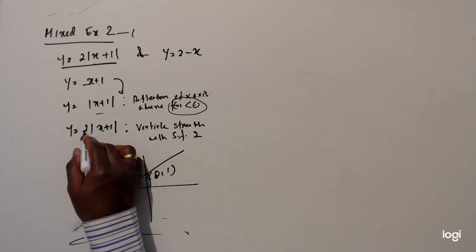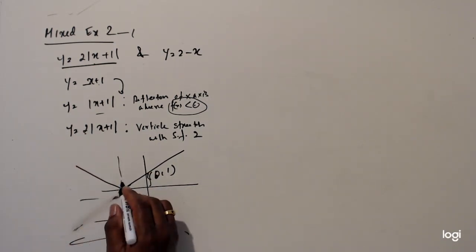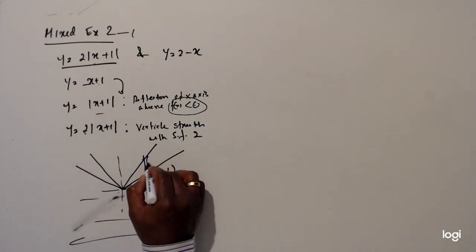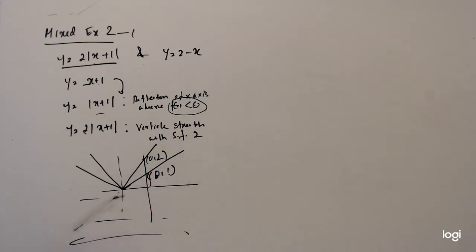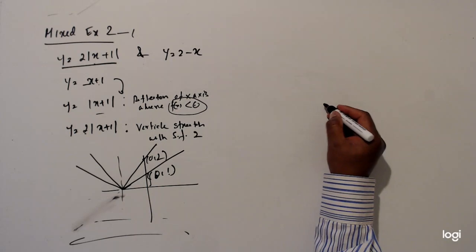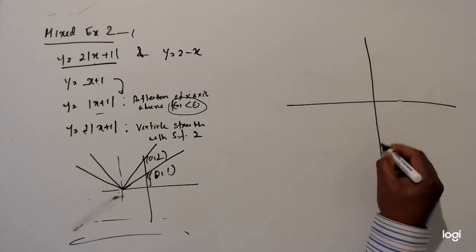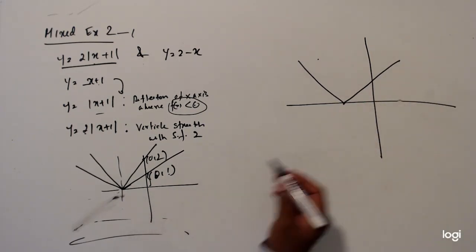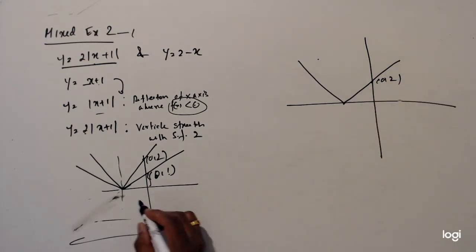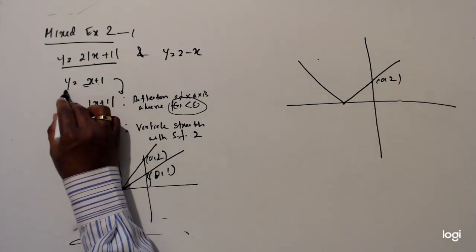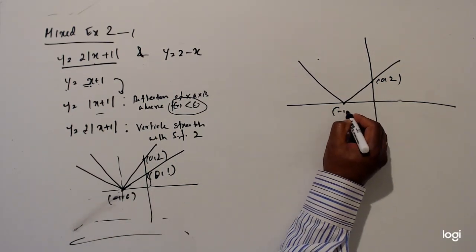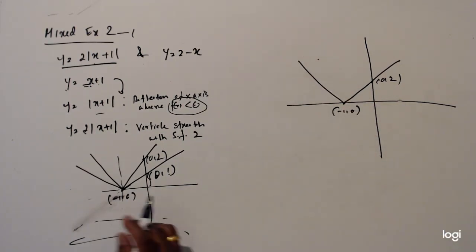And then the vertical stretch of 2. So all the y values we have to multiply by 2. It's going to be something like this. So this becomes 0, 2, because 1 times 2 is 2. And we know with this graph when y equals 0, x equals minus 1. So this is minus 1, 0. So this is the graph for y equals 2 mod x plus 1.